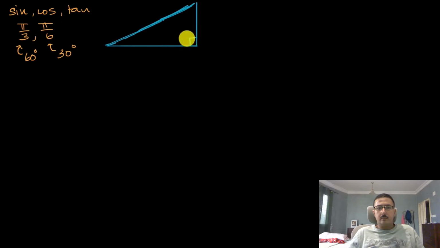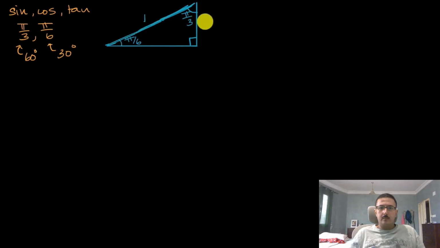So this right over here is a right angle. And let's say that this one is pi over 3 radians, which is the same thing as 60 degrees. And this one over here is pi over 6 radians, which is the same thing as 30 degrees. Now, let's also say that the longest side, the hypotenuse here, has length 1.